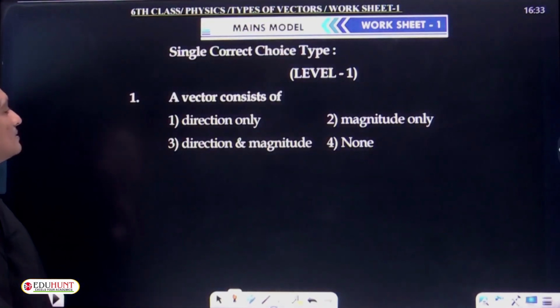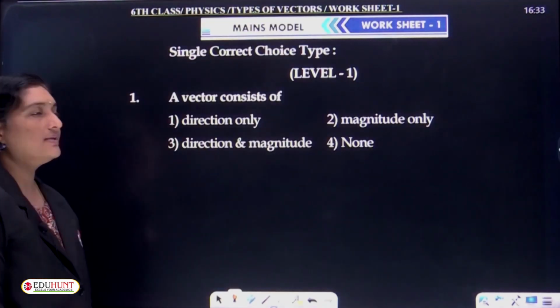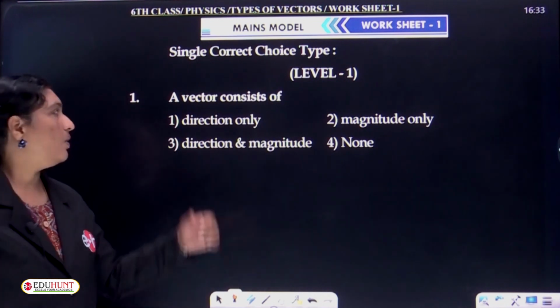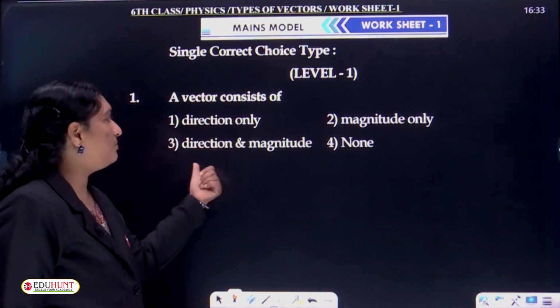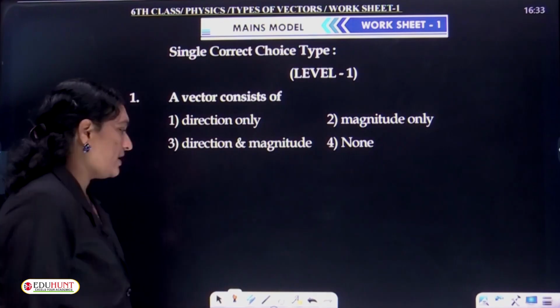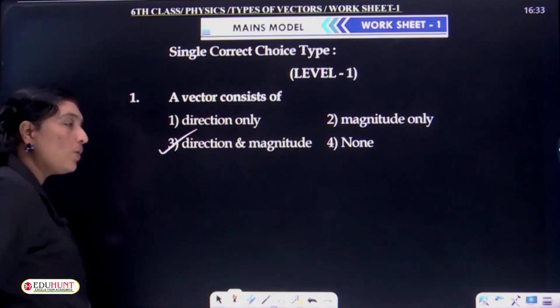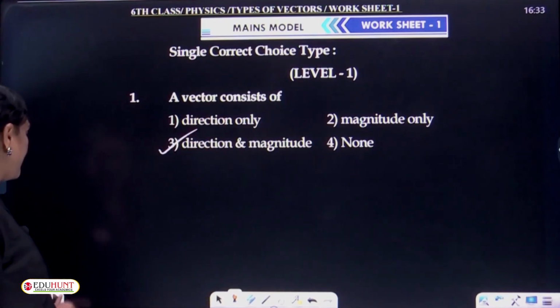So welcome back children. Let us move to worksheet number 1 from types of vectors. Moving with the first question. Single correct answer. A vector consists of: only direction, only magnitude, both direction and magnitude, or none of the above. The correct option is that it has both the direction as well as magnitude.